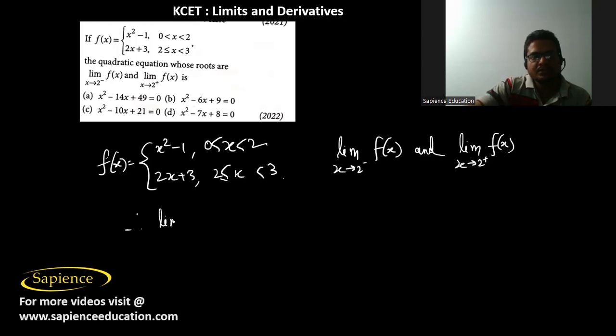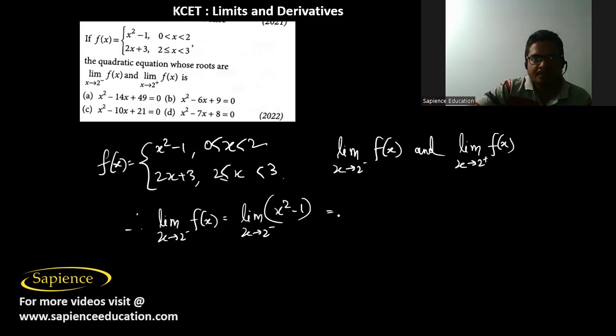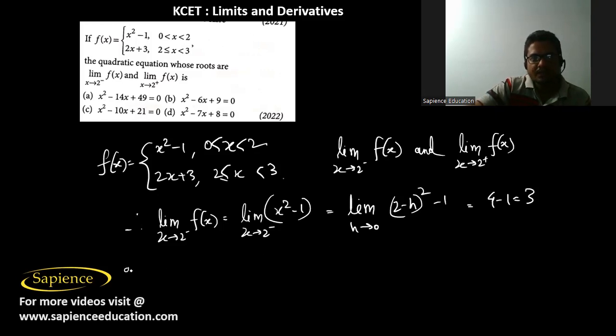Now therefore limit x tends to 2 minus f of x will be equal to limit x tends to 2 minus x square minus 1. Since x is less than 2, we have to use the first function. We can also write it as limit h tends to 0, 2 minus h whole square minus 1. If you put h equal to 0, this will be 2 square, 4 minus 1, which is equal to 3.